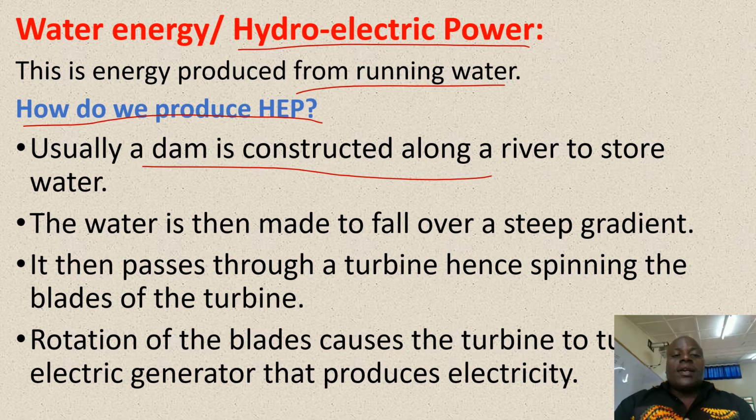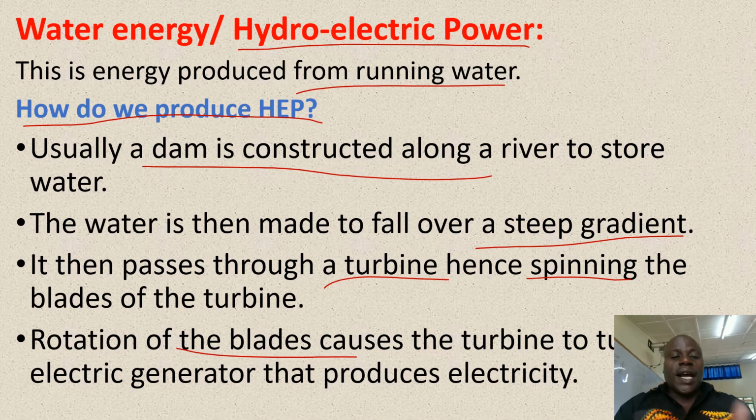Then, this water is let to flow over a steep gradient through a penstock. As it flows on a steep gradient through a penstock, it hits a turbine, and the blades of the turbine will begin spinning. The rotation of the blades of the turbine causes the turbine to turn an electric generator that produces electricity.